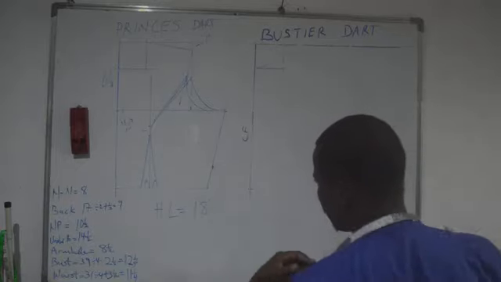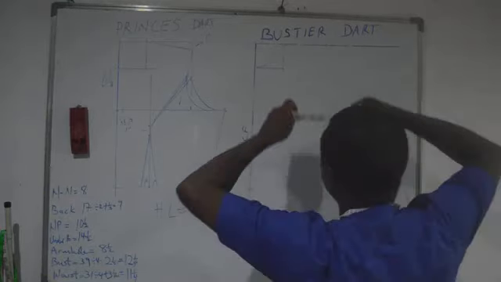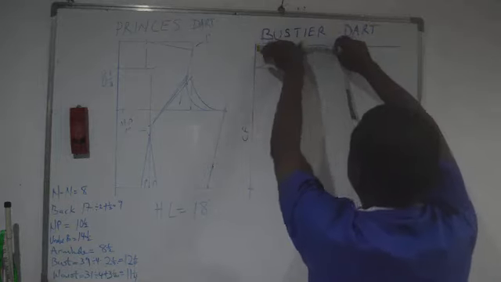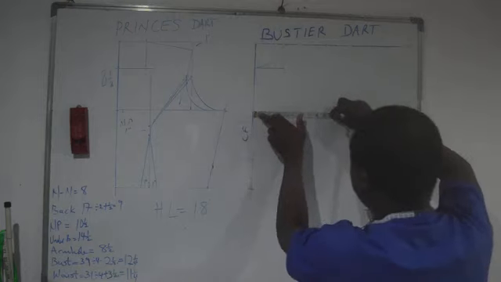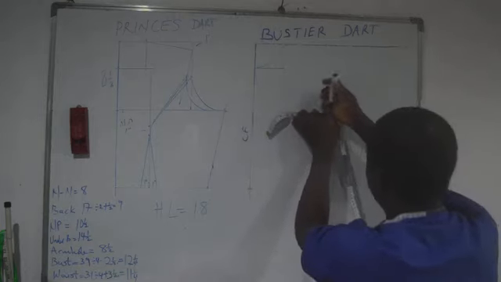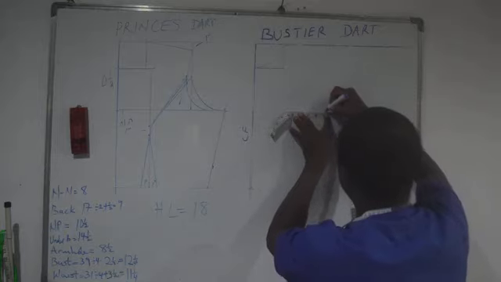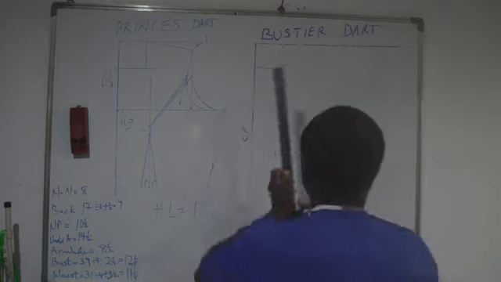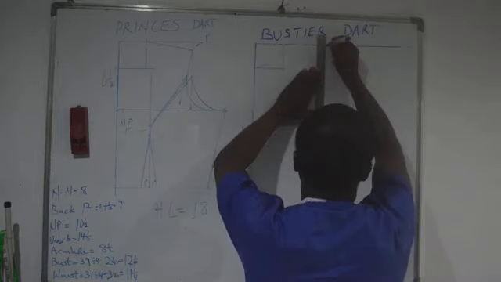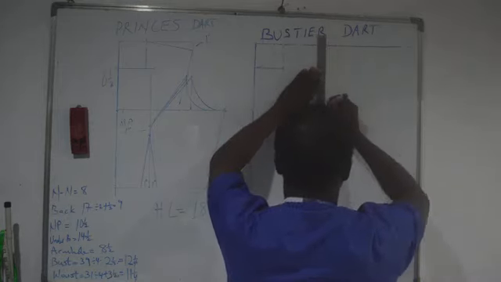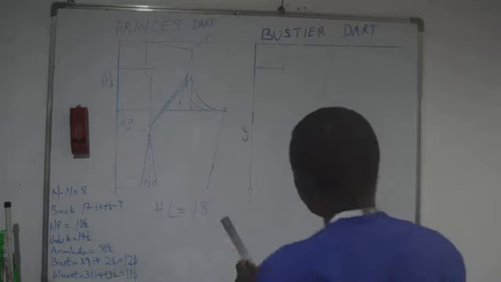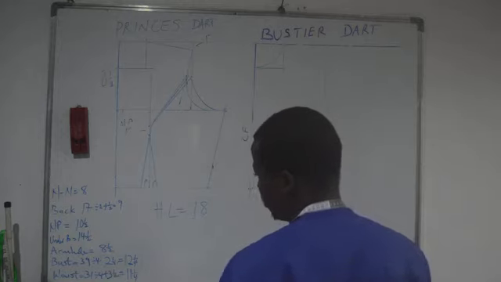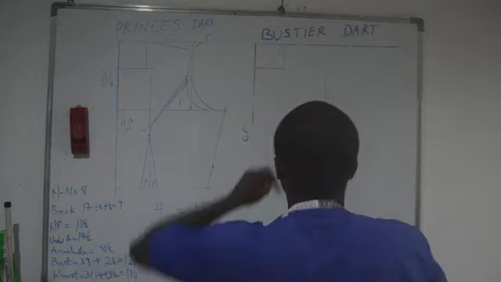For the back, it is 17 divided by 2, 8.5, plus half, 9 inches. You mark it here, then you come down a little, then you mark 9 inches, and thereafter you pick your ruler and draw a line. Next, you do the armhole depth. The armhole depth for this is 8.5.